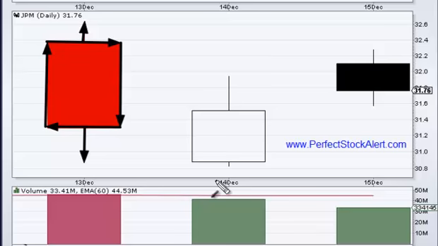Not every candlestick is going to have a wick from the top or the bottom. There are situations where you have neither. Situations where you have one out of the top and not one from the bottom, or you can have one out of the bottom and not one from the top.